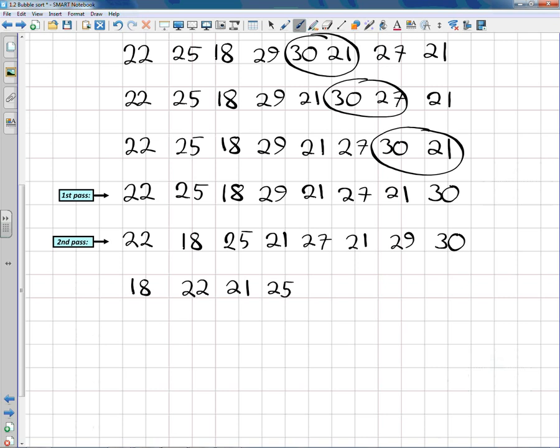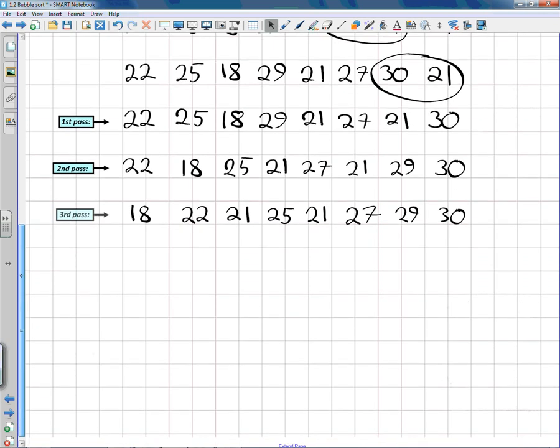Now focus on the 27. Will it make it over that 21? Yes, it will. Will it make it over that 29? Well, no, it won't. So now we pick up the 29. Of course, it's not going to jump over the 30. So we've done our second comparison. So you see, with a bit of practice, you will get quicker at implementing this algorithm.